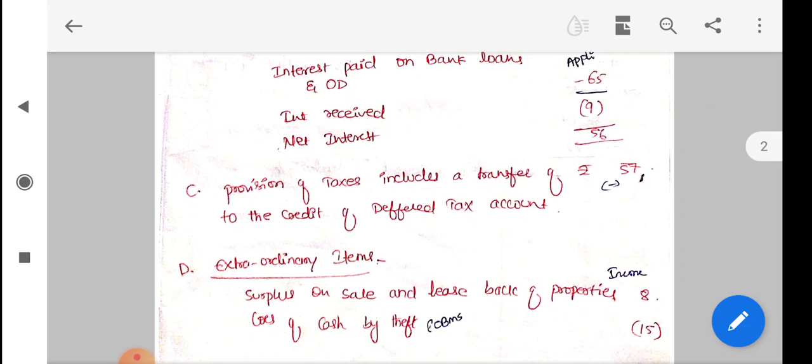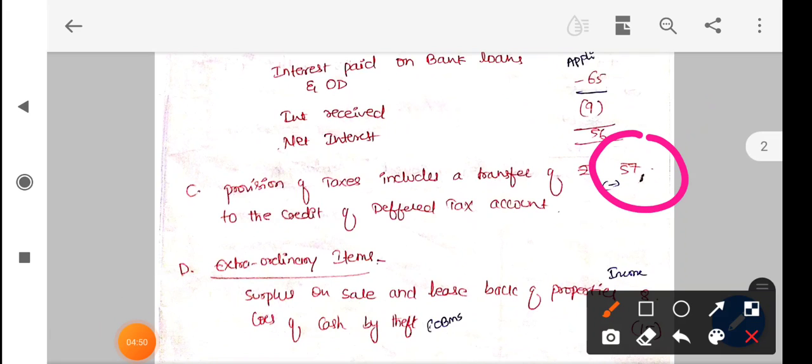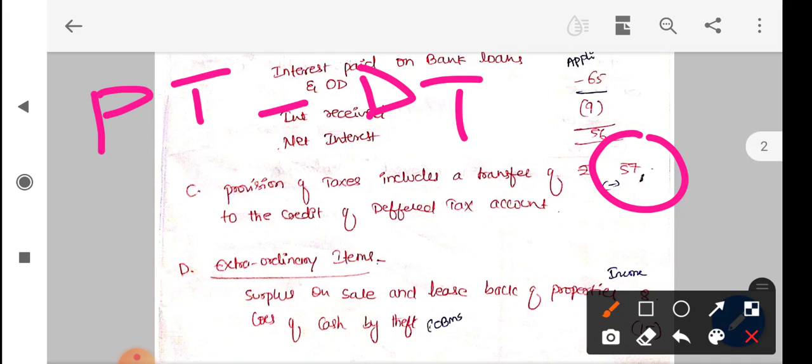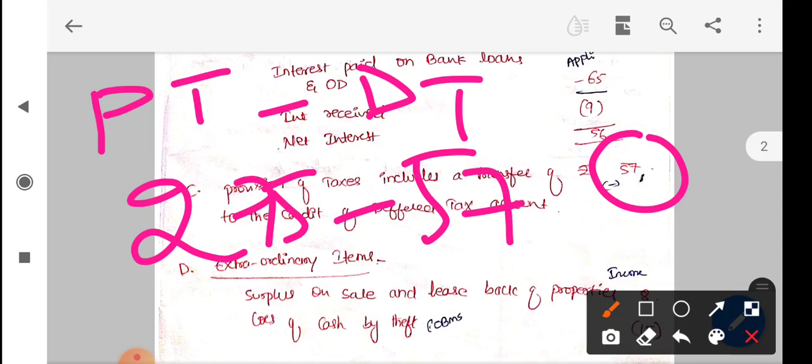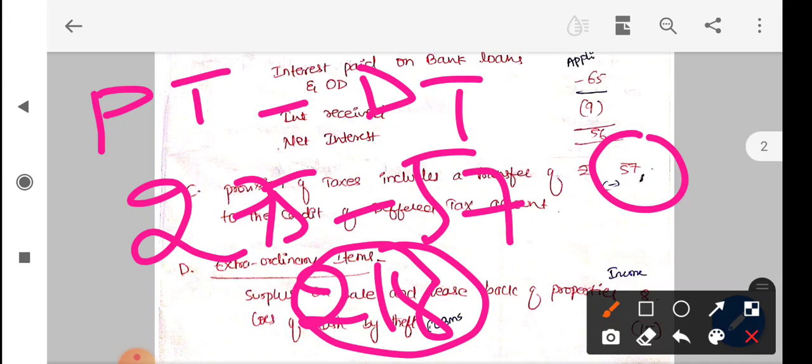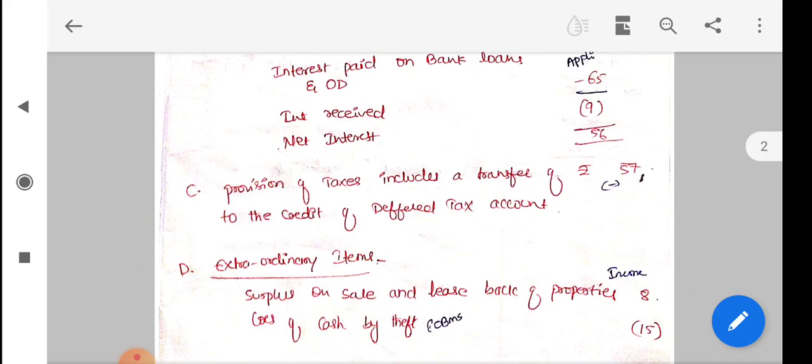Next, provision for tax includes a transfer of rupees 57 to the credit of deferred tax account. So 57 is the deferred tax. I have already explained in the format that we have to deduct the deferred tax from the provision for tax. The provision for tax given in the problem is 275. The deferred tax given here is 57. So the balancing figure is 218. So 218 is the amount we have to show in application to pay for the government.